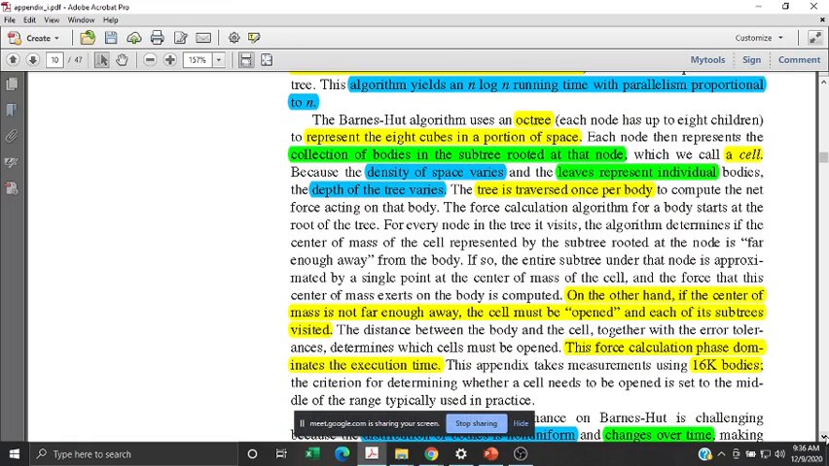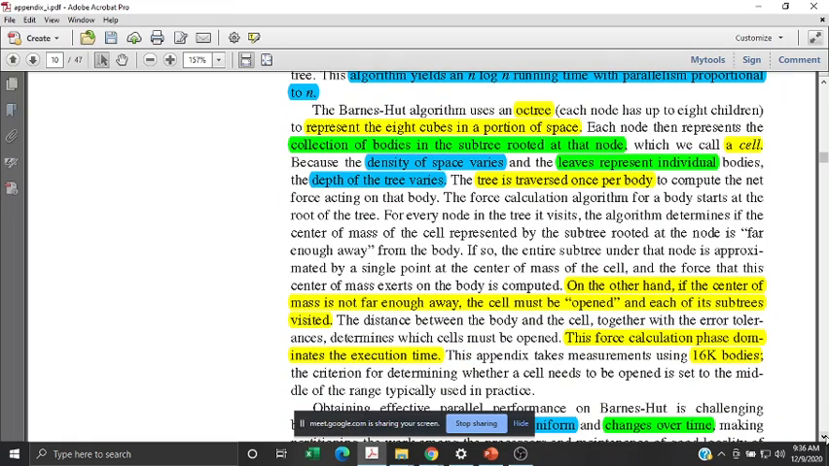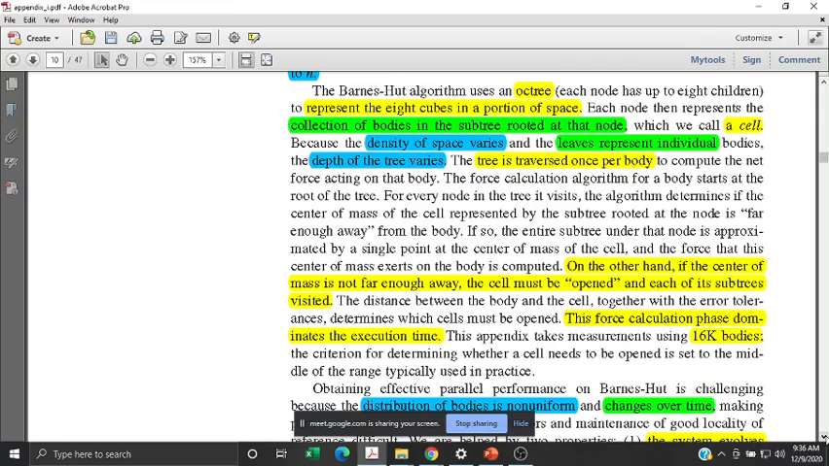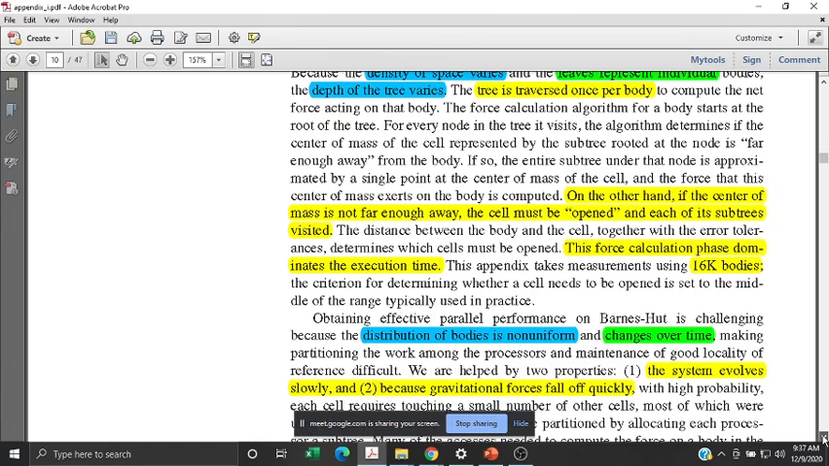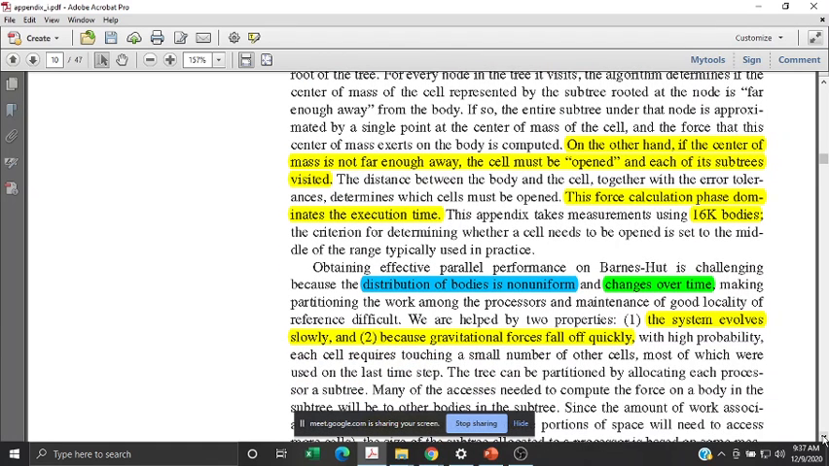So the center of mass is not far enough away. Cell must be opened. That means you have to go to the individual levels. This force calculation phase dominates execution time. Appendix 16K bodies, that is for this example. Whatever is described in the appendix, he has considered as 16 kilo bodies, so 16,000 elements for computation.